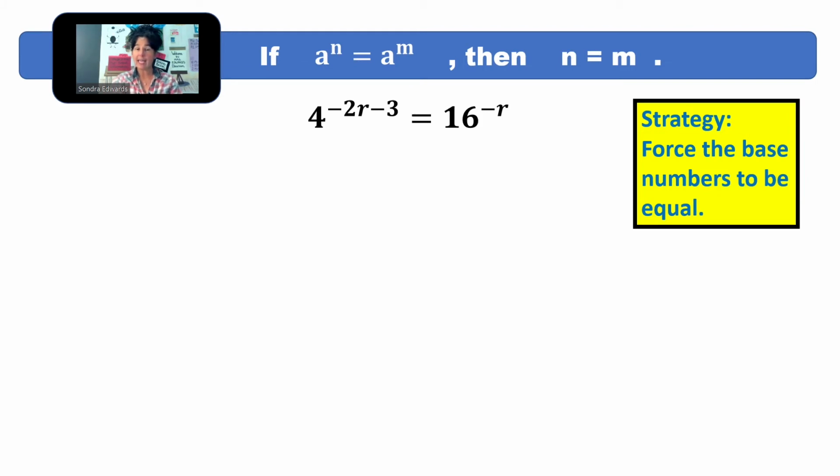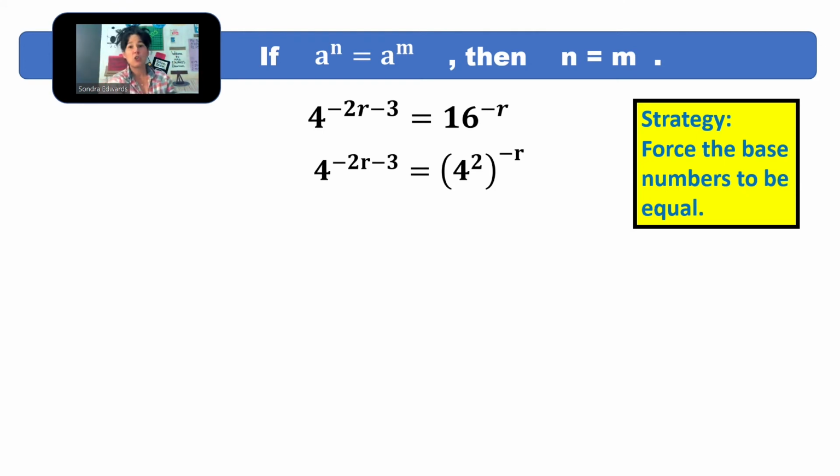Here we have another one. We could force the bases to both be 4. We could even go with base 2. It really doesn't matter. I like to go with whatever the larger base is that I have a choice between. Again, I could rewrite 4 as 2 squared and 16 as 2 to the 4th, but I'm going to go with 4. Leaving the left side exactly as it is, rewriting 16 as 4 squared, starting to see those bases come together.